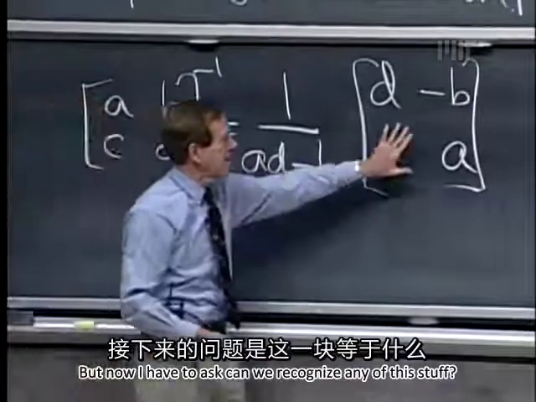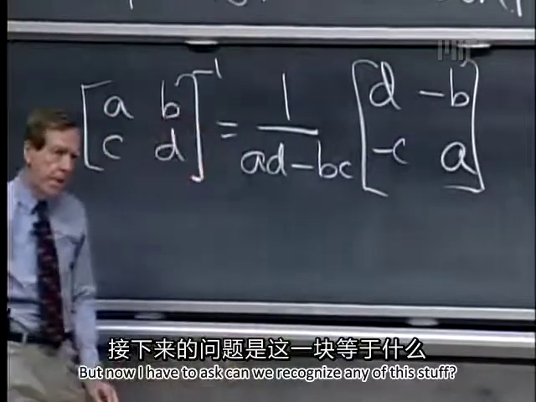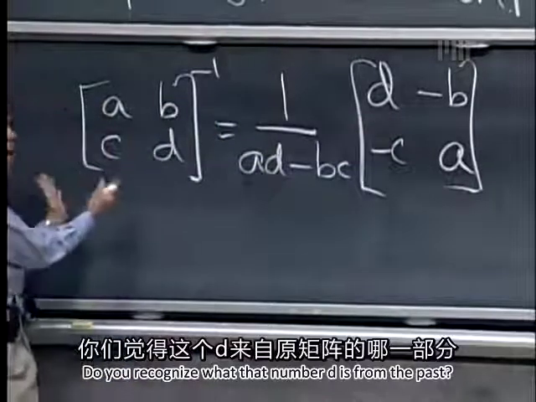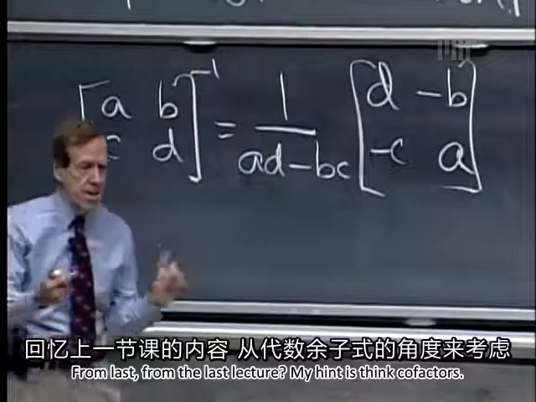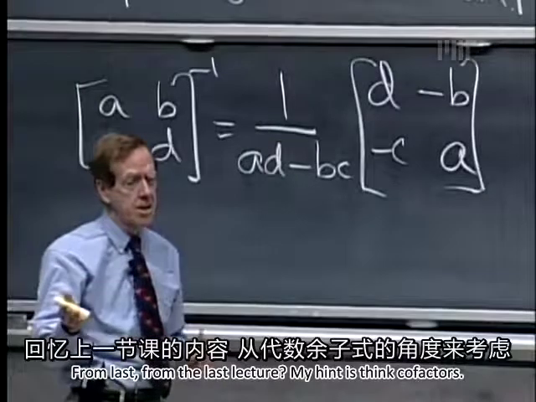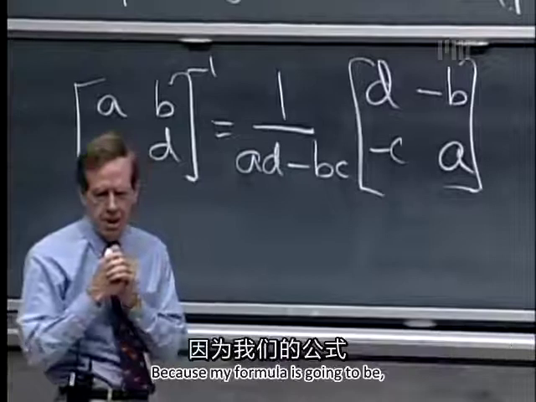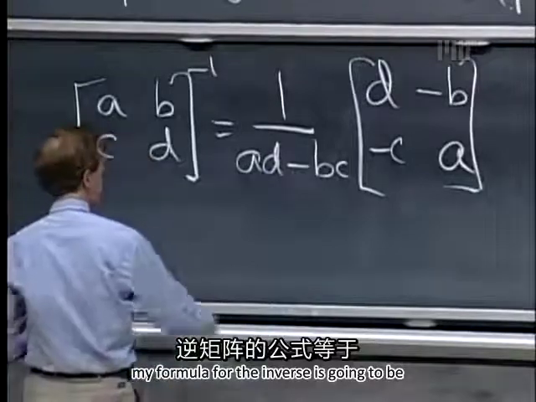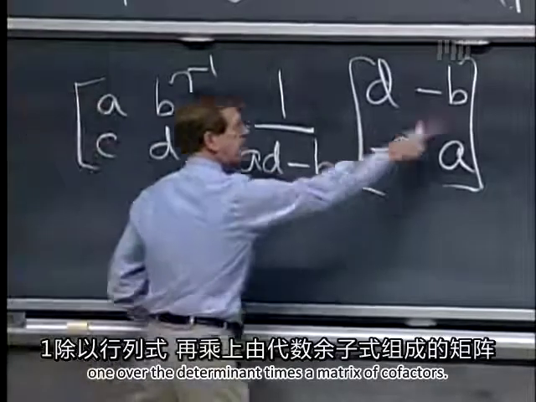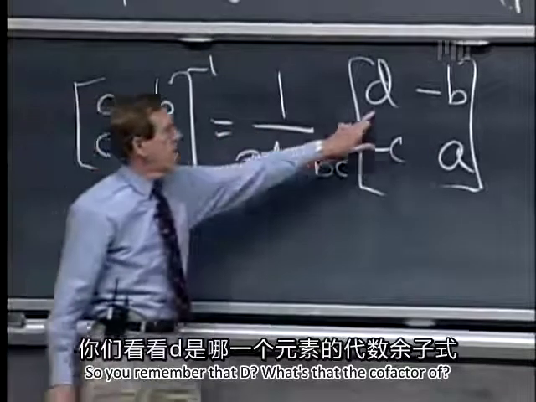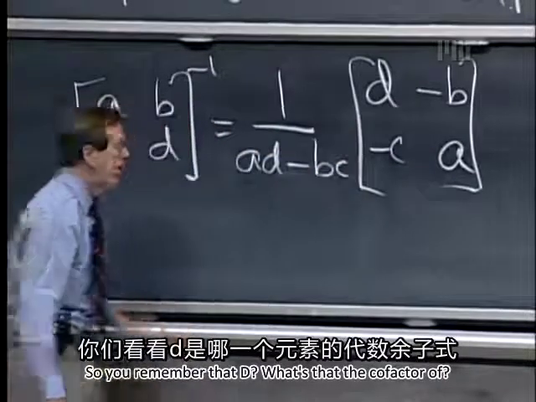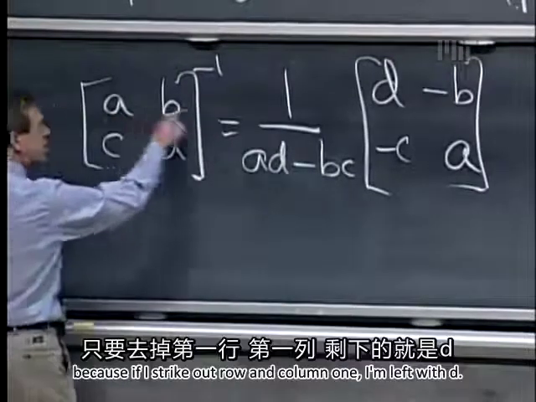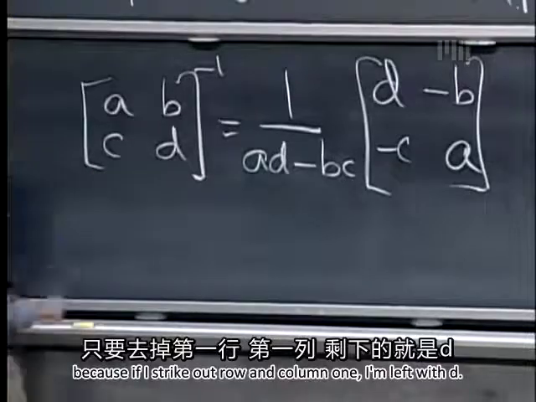But now I have to ask, can we recognize any of this stuff? Do you recognize what that number D is from the past, from the last lecture? My hint is think cofactors. Because my formula for the inverse is going to be 1 over the determinant times a matrix of cofactors. So you remember that D, what's that the cofactor of? If that's the 1, 1 cofactor, because if I strike out row and column 1, I'm left with D.